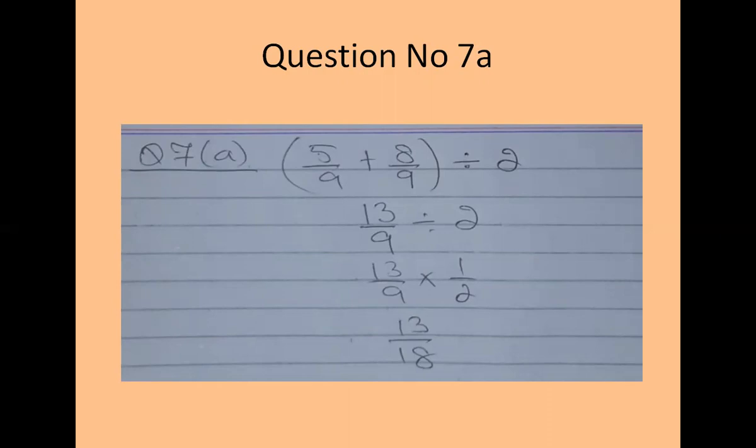So when I convert this divide sign into a multiply sign, the fraction after that divide sign will flip. It will reciprocate. So you will have 13 by 9 multiplied by 1 by 2, and this will give you 13 by 18. The numerator multiplies with the numerator, and the denominator multiplies with the denominator. So the final answer will be 13 by 18.